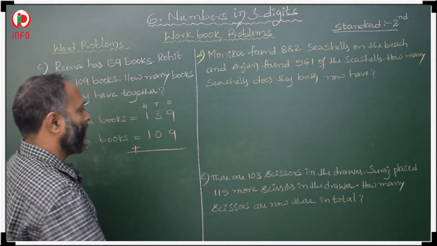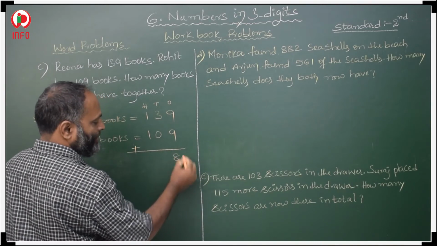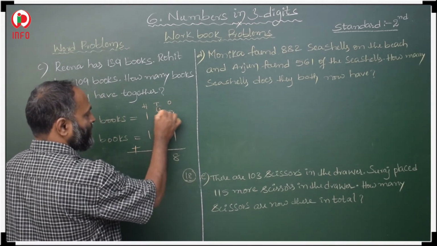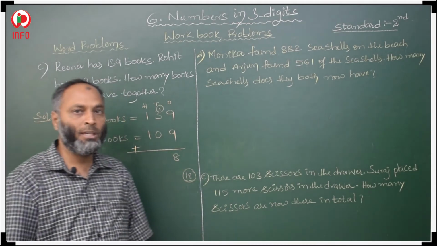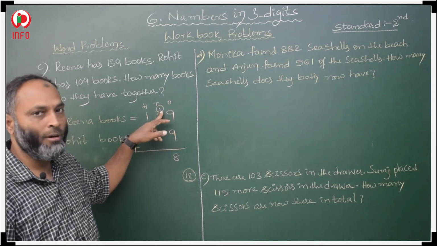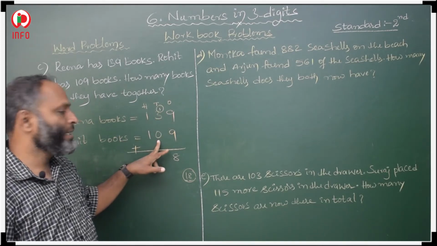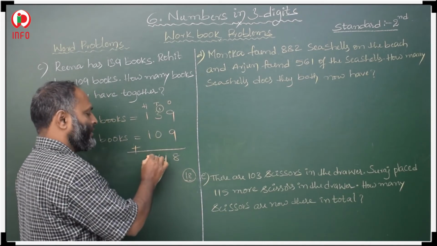9 plus 9: 9, 10, 11, 12, 13, 14, 15, 16, 17, 18, total 18. Here 18 means 8 ones and 1 ten. Take 1 and carry over to the tens column. Okay, now add this column. 3 plus 1, 4. 4 plus 0, 4. 1 plus 1, 2.